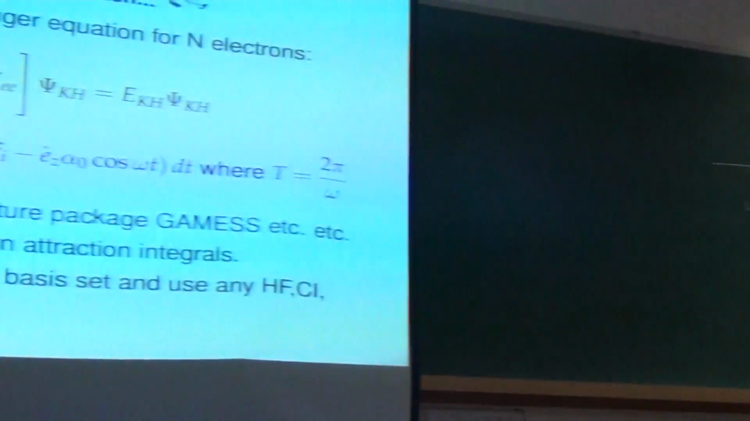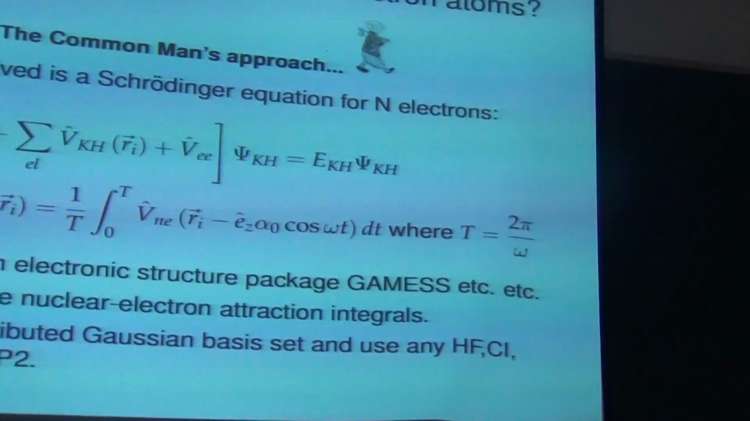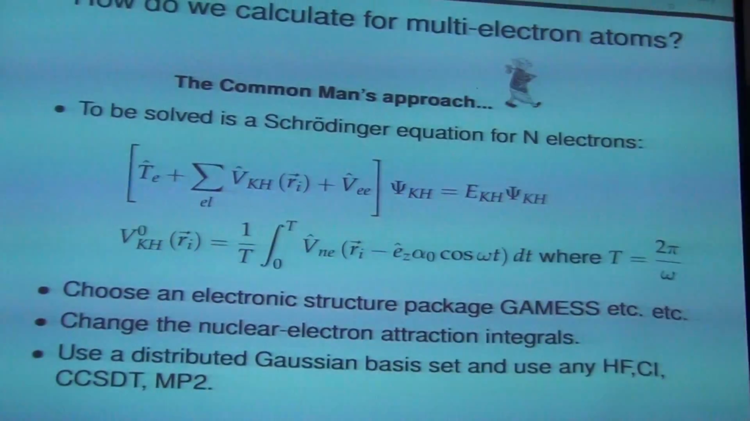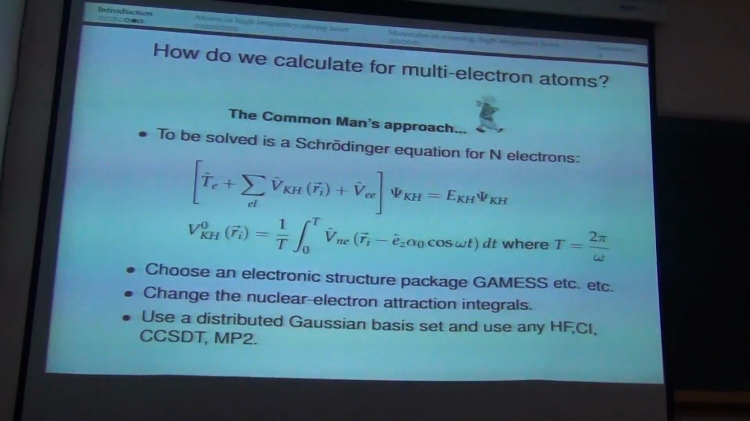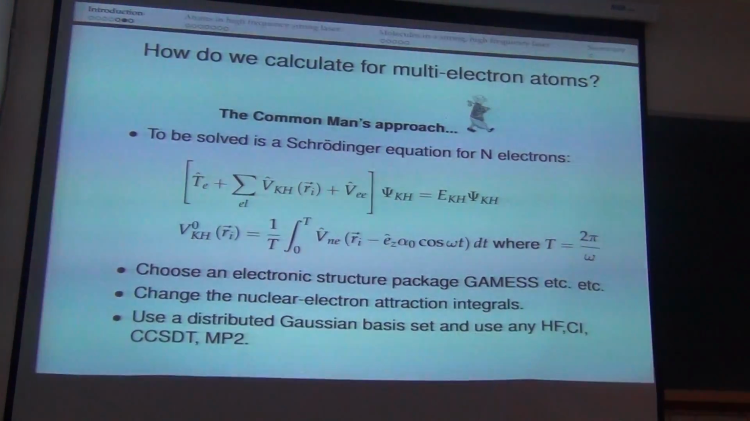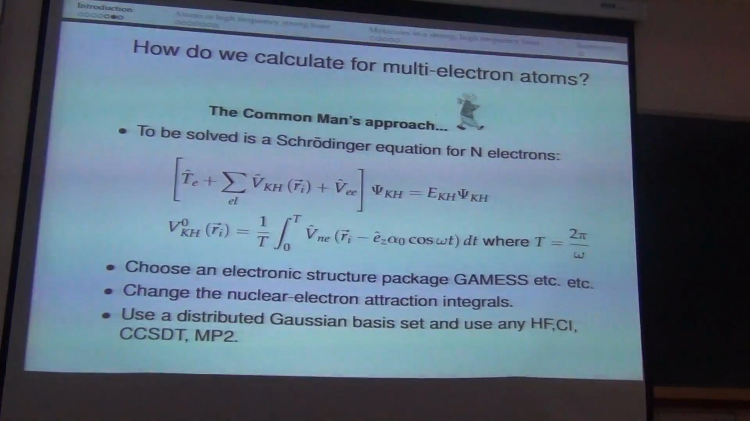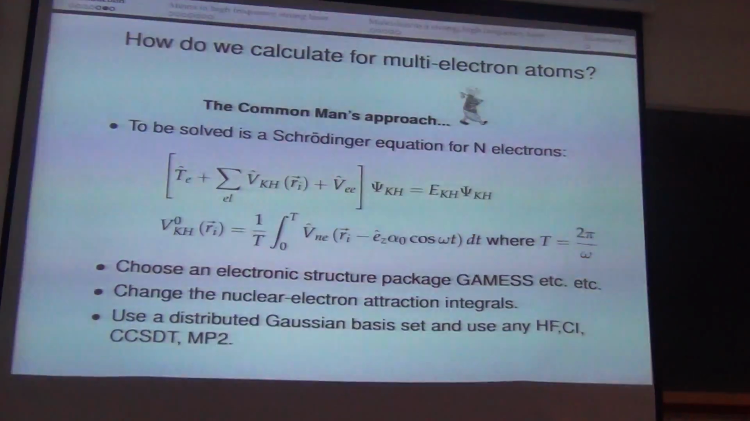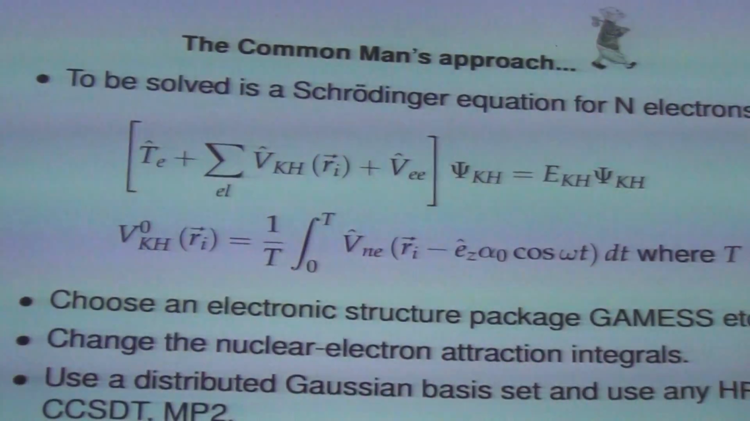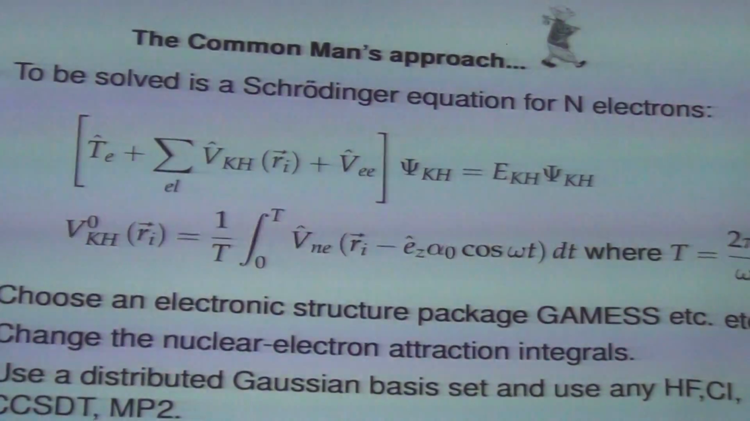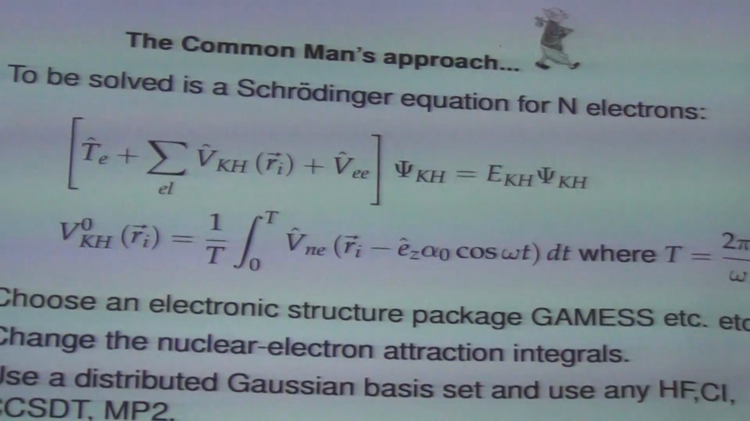So, what we need to do is to solve the Schrodinger equation for n electrons. And the difference is, so far, you don't have a nuclear-electron attraction term in the Schrodinger equation anymore. Instead of that, you have that smeared-out potential, which looks like a diatomic molecule in the case of an atom pair.